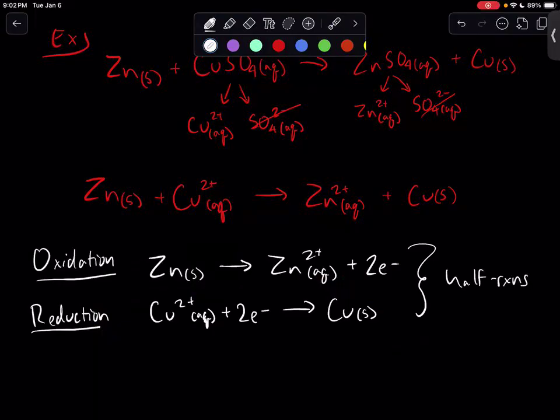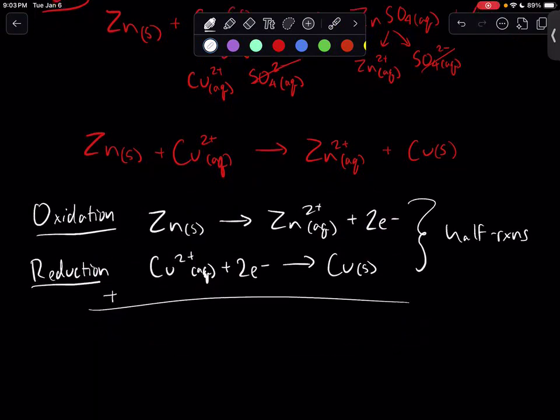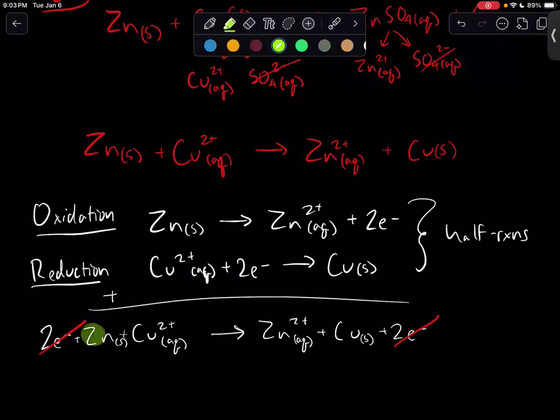If we want to figure out our full reaction as well, we just have to add them together. So to get the full reaction, I can just add them. The electrons will cancel out. So if I move the electrons to the side so I can remove them later, Zn plus Cu²⁺ reacts to form Zn²⁺ plus Cu plus 2 electrons. And I'm going to add in those state symbols. We then see that the 2 electrons on the reactants and 2 electrons on the products cancel out, and we once again have our redox reaction.